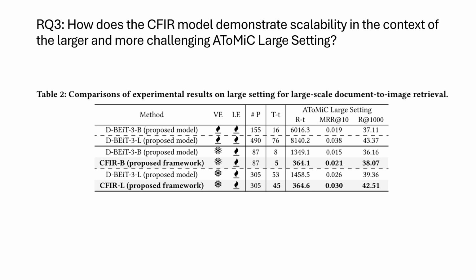For how does the Cfir model demonstrate scalability, the experimental results in the text-only fine-tuning setting, as detailed in the bottom block of Table 2, reveal that our proposed Cfir surpasses BLIP frozen in the atomic large setting across all evaluated metrics. In particular, Cfir B shows a notable increase of 0.006 and 1.91% in MRR at 10 and R at 1000 respectively when compared to the BLIP 3B version. This result underscores Cfir's better scalability as the candidate set size increases.